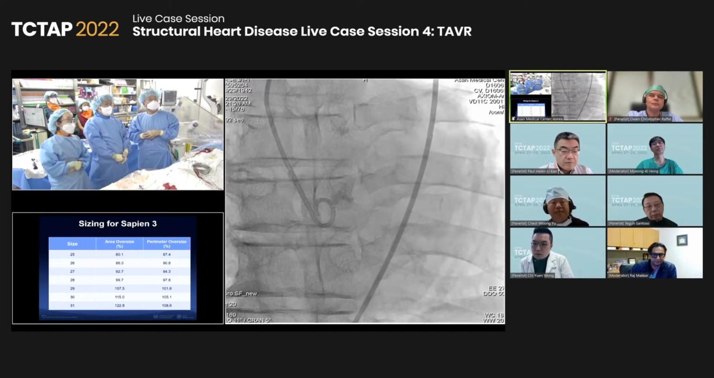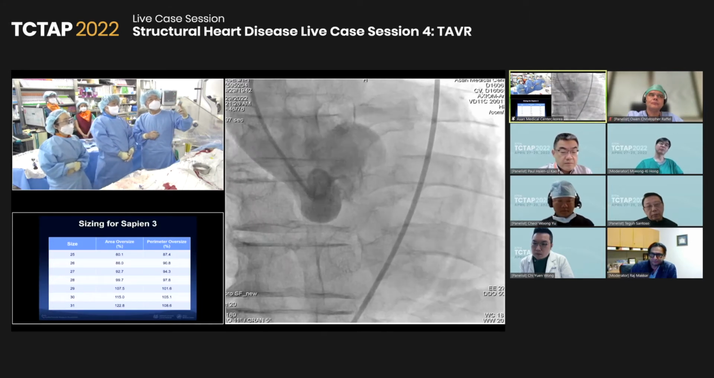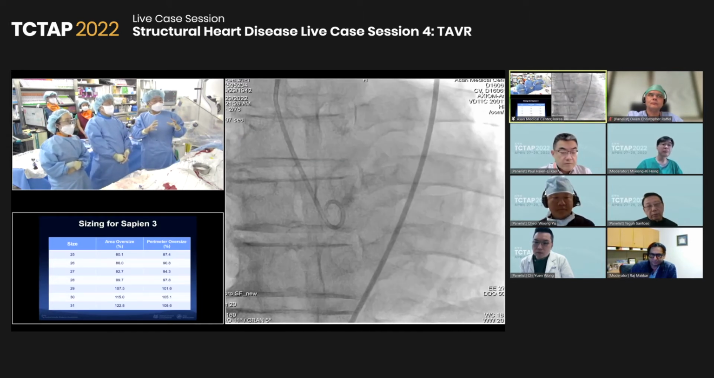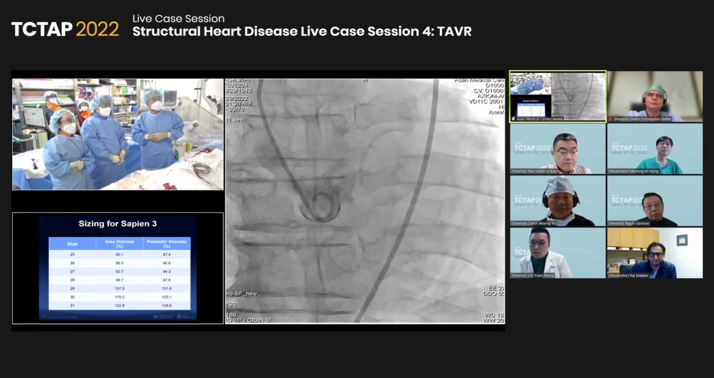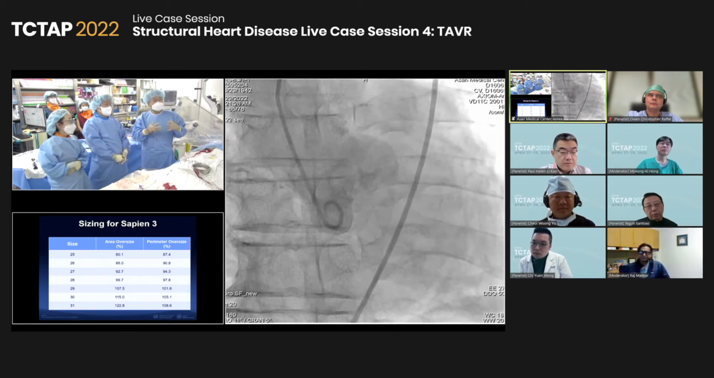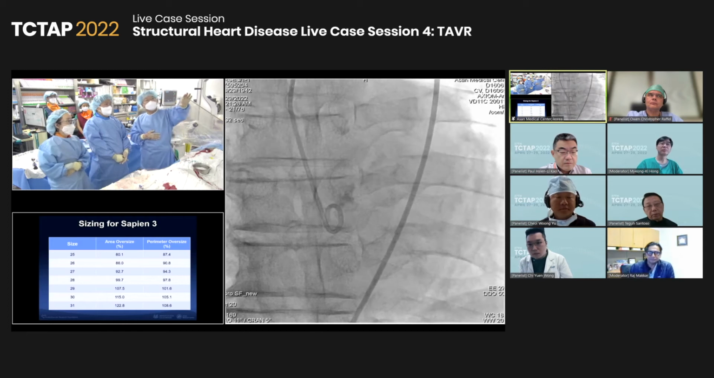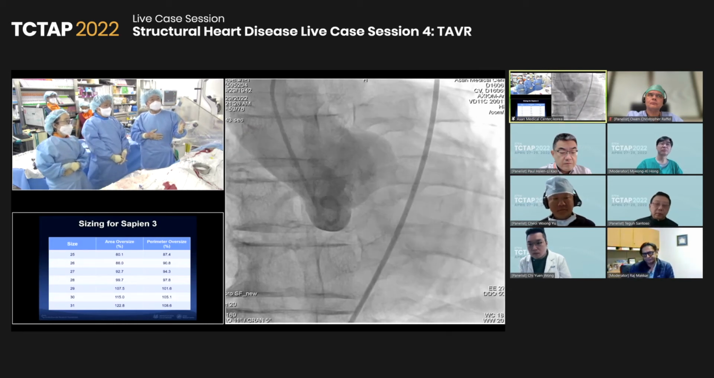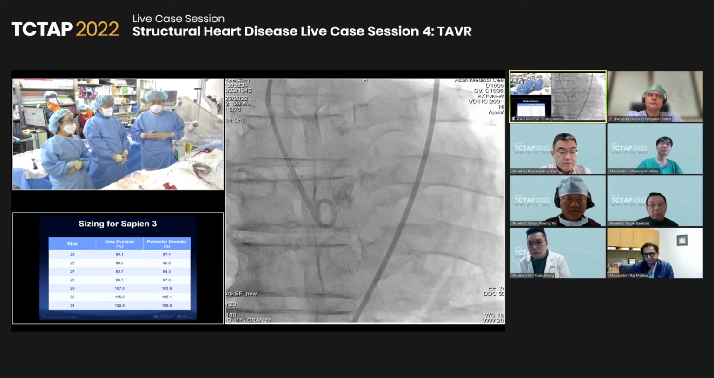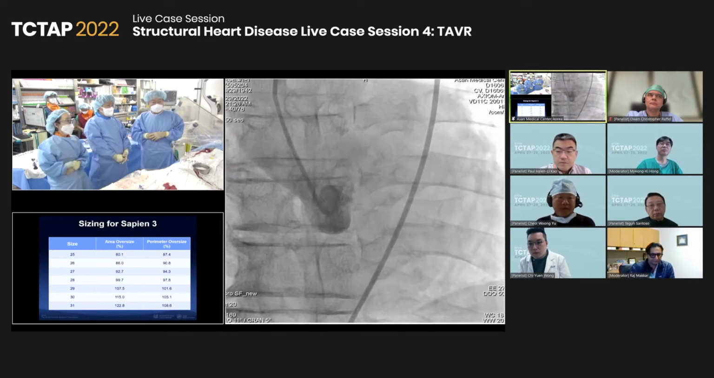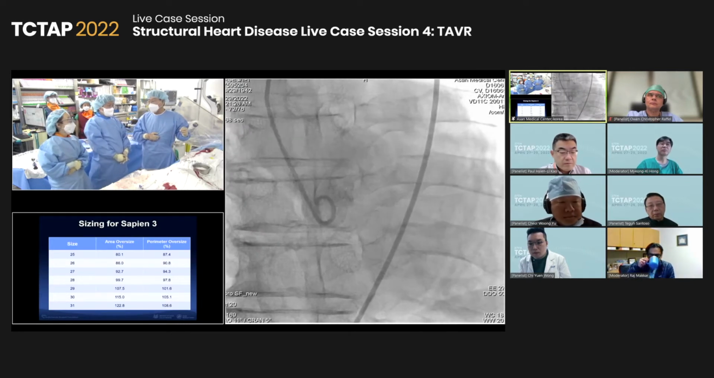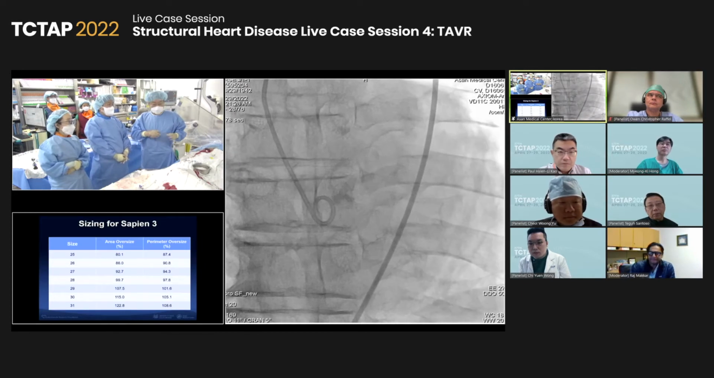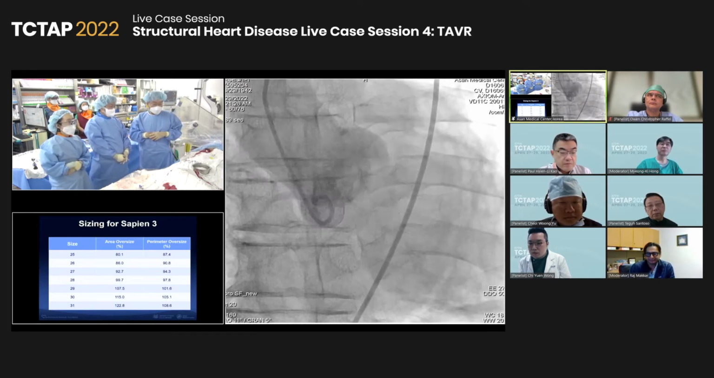Finally we decide 29 nominal and 2 cc extra fill, a very delicate accommodation in terms of inflation volume, something like that we can match. After the CT algorithm, and based on our experience, there is a very high success rate, with immediate procedure-related complications being rare.